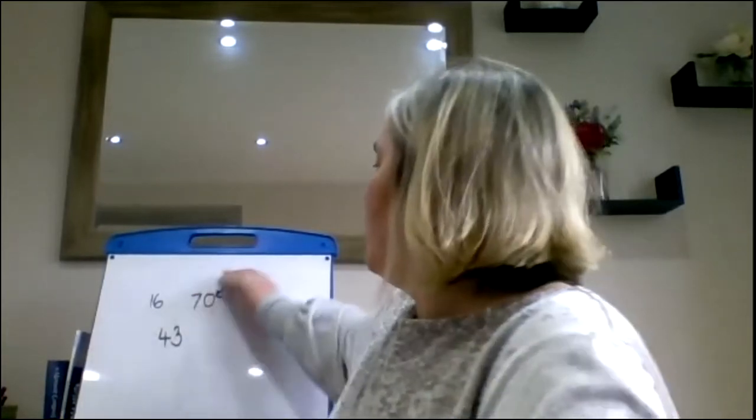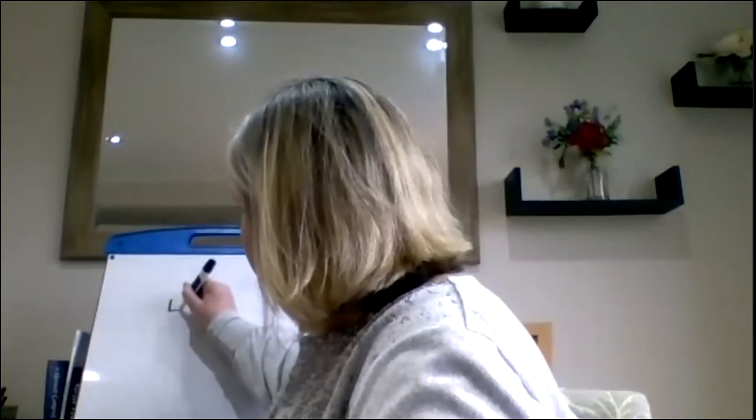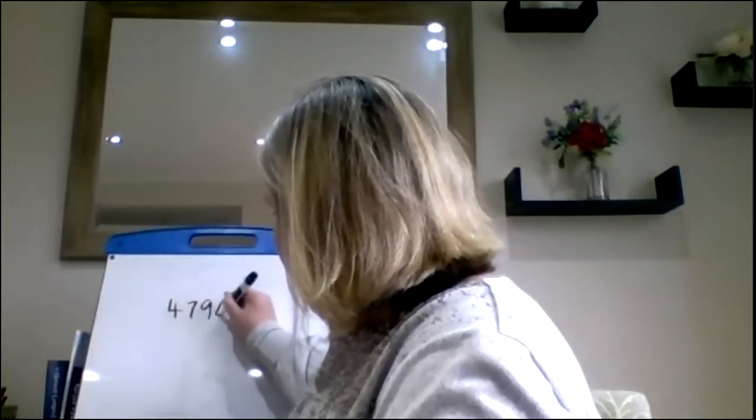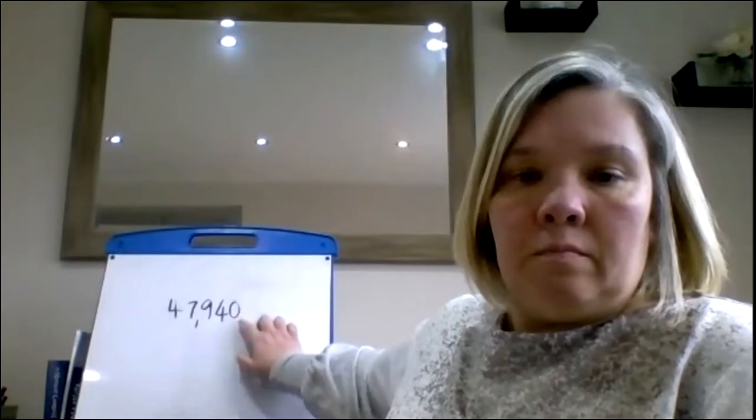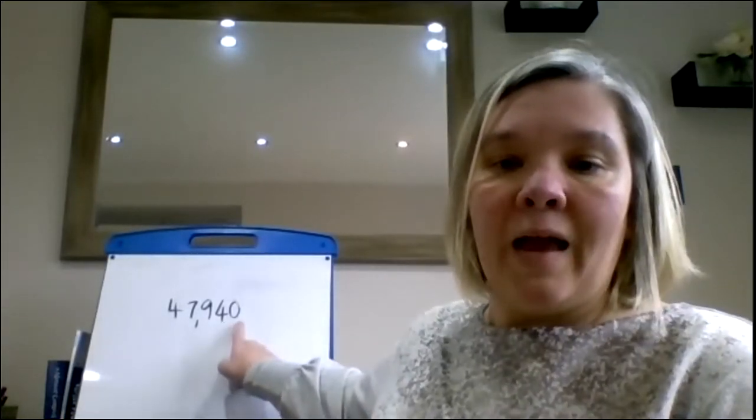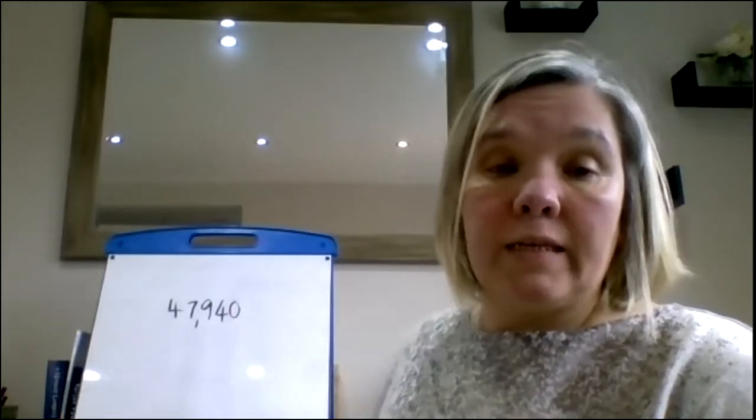So I could give you a number such as 47,940. Straight away, you can tell me if that's a multiple of 10, because it has a zero. So it doesn't matter how many digits are in that number. It doesn't matter how big that number is. If it's a whole number and it ends in a zero, you can tell me straight away that it is a multiple of 10.